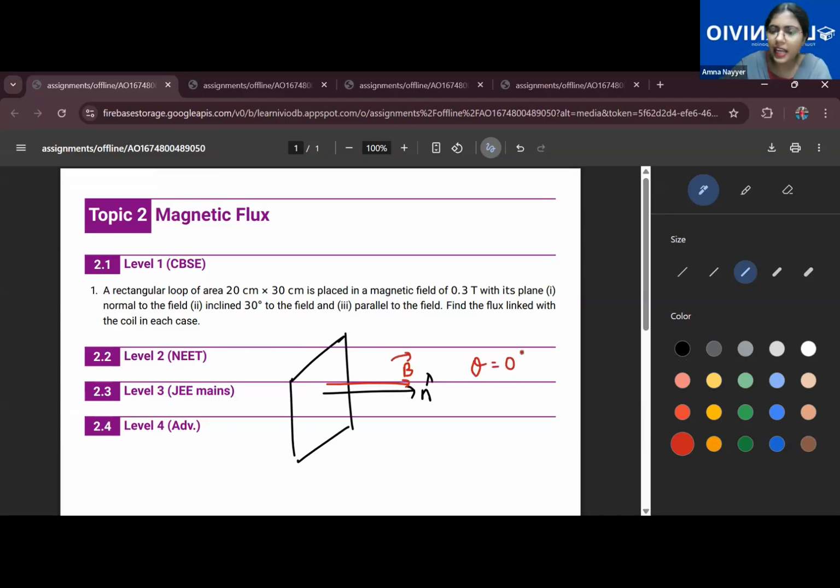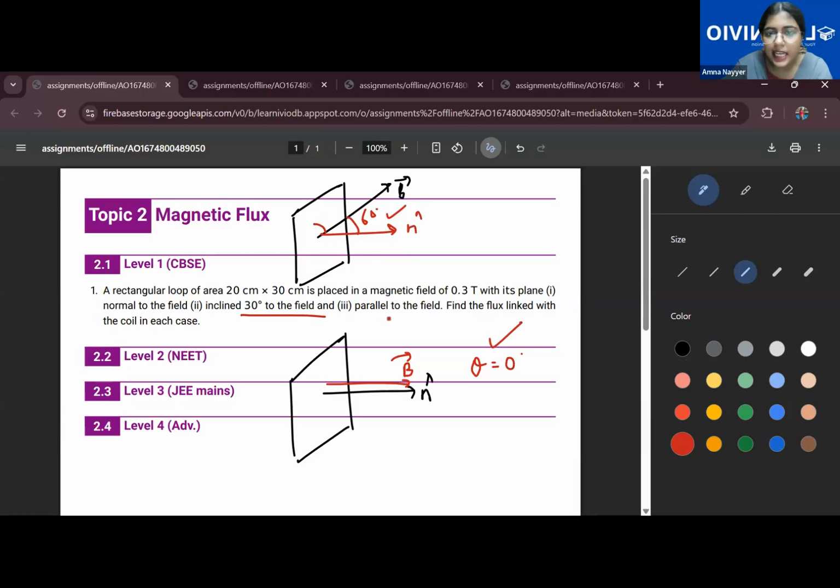So basically different angles are given. It says magnetic field is inclined at 30 degree to the field. This we already did in the class, same question we did. If it is making an angle of 30 degree with the plane, remember this is a question from the class, then we want the angle with the area vector. This would be the area vector. So this angle 60 degree we will consider.